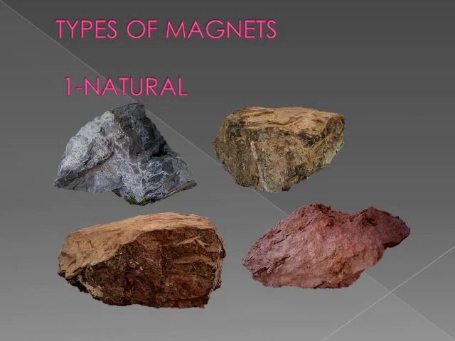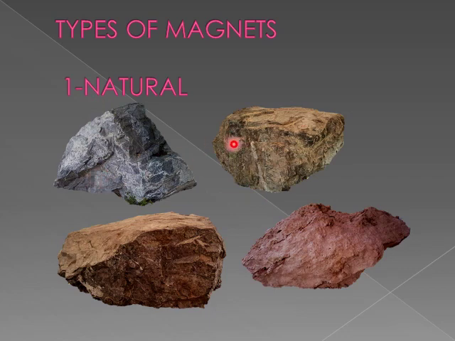So, my dear students, different types of magnets are there. How many types of magnets are there, my dear students? Yes, two types of magnets. Number one, natural magnets. Number two, artificial magnets. So here is, my dear students, number one, natural magnets.